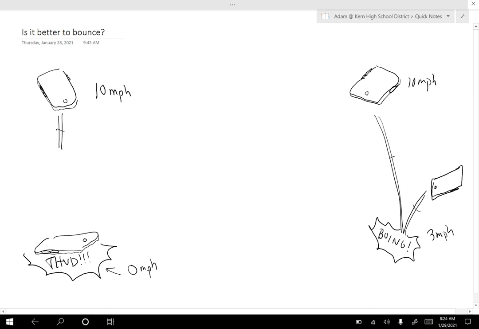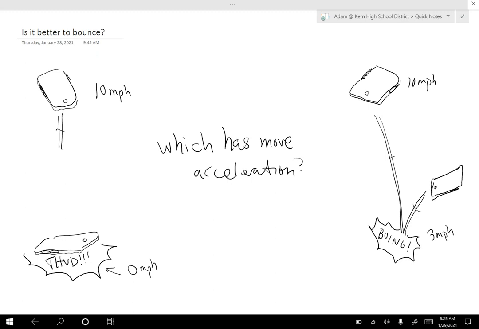Okay. So keeping those two things in mind, that this one is going from 10 miles per hour to 0 miles per hour, and that this one is going from 10 miles per hour to 3 miles per hour, I have a trick question for you. Which has more acceleration? Go ahead and pause the video for a second and think to yourself, which of these has more acceleration, going from 10 miles per hour to 0 miles per hour, or from 10 miles per hour to 3 miles per hour?